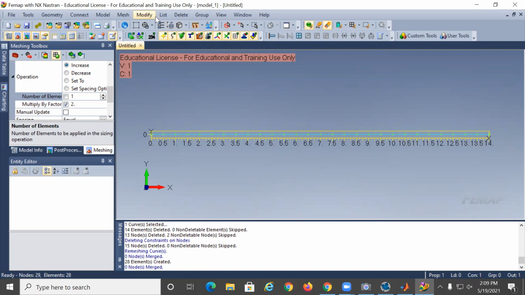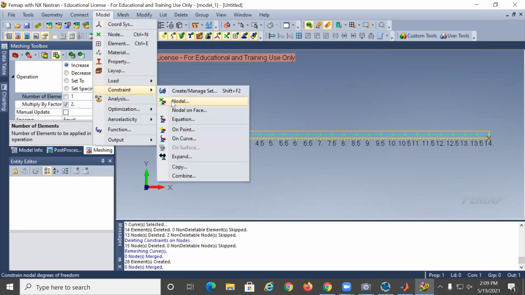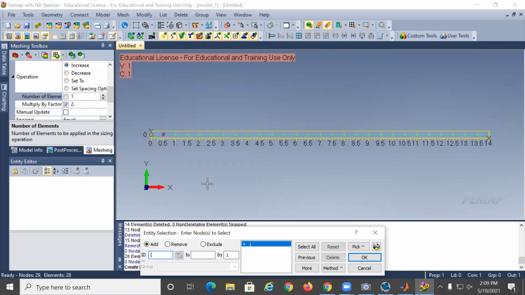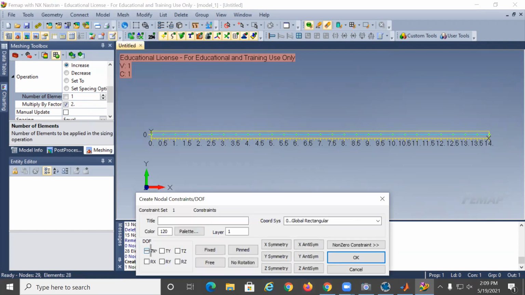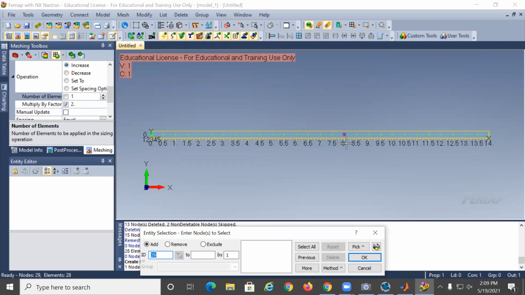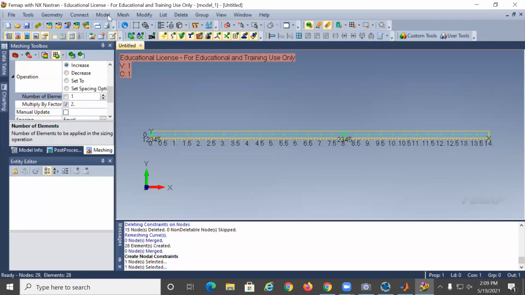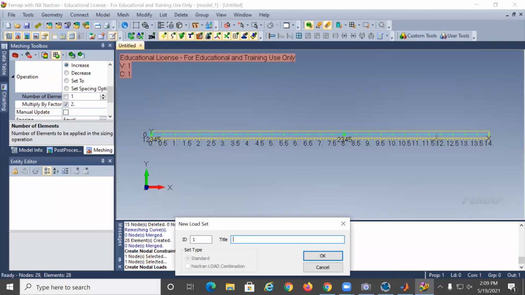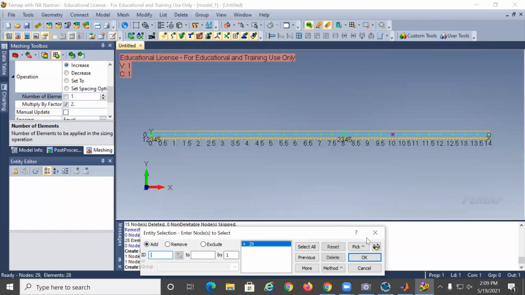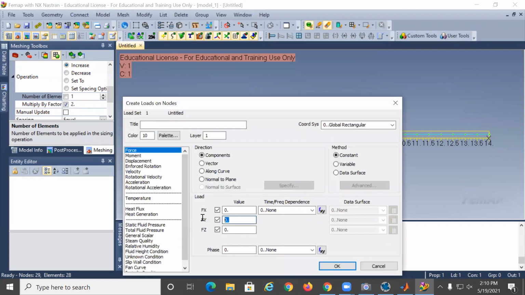Now you need to go very quick, do the same thing. Model, constraint, nodal. So we had this one, the first one was what? TX, TY, TZ, RX, RY. And then we had the other one at 8. That was basically the same thing, but could move on the X. Okay. Now model, load, nodal. I'm going to put a title. Here we had 95.